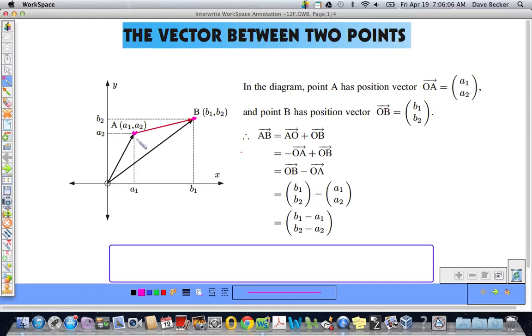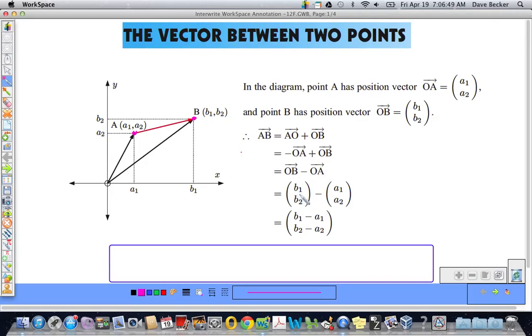Well, the vector OA is going to have a component A1, A2, which corresponds to the coordinates of point A. Same with B. The vector OB is going to have component form B1, B2, which corresponds to the coordinates of point B. So if I want to find the vector AB, that's going to equal AO plus OB. Let's think about that, because if I want this vector, I'm going to have to go this way, then this way geometrically. And that's the equivalent of negative OA plus OB, or OB minus OA.